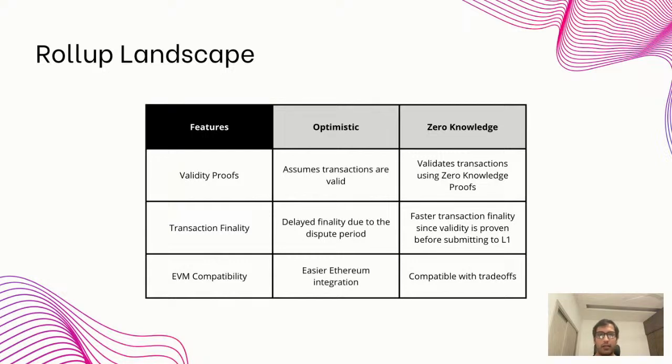The finality is instant. And the third point is critical: EVM compatibility. EVM is the sandbox that runs smart contracts. For optimistic rollups, the integration is easier because of the existing nature of the virtual machine. But for zero knowledge rollups, it's a bit more risky because the behavior of the EVM has to be tweaked for it to be compatible in order to run zero knowledge proofs.